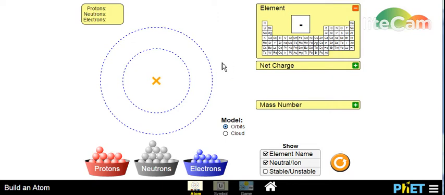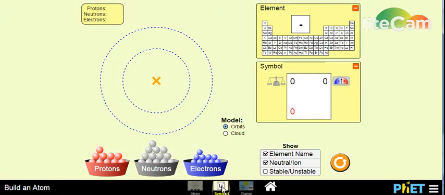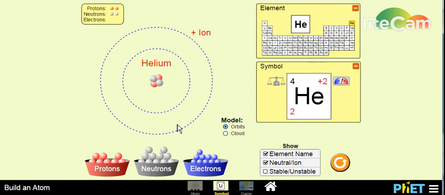If you're a fast finisher and have built all your atoms, try the next part here. At the bottom of the screen, click on Symbol. There's another way that we can show information about an atom. Let's make a helium atom again: 2 protons, 2 neutrons, and 2 electrons.